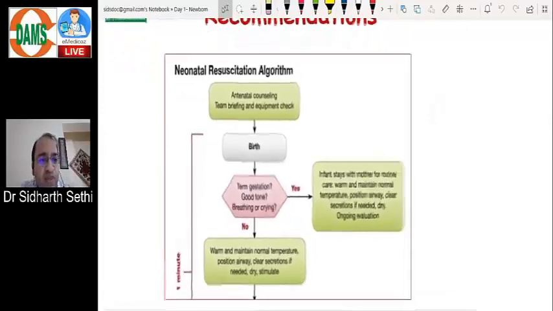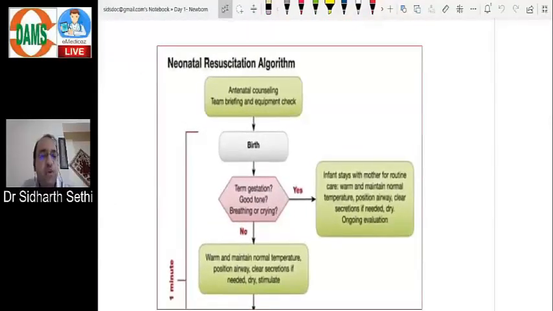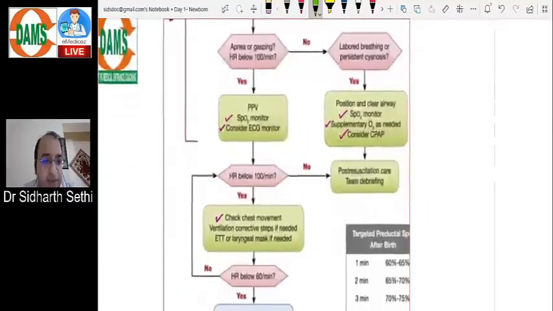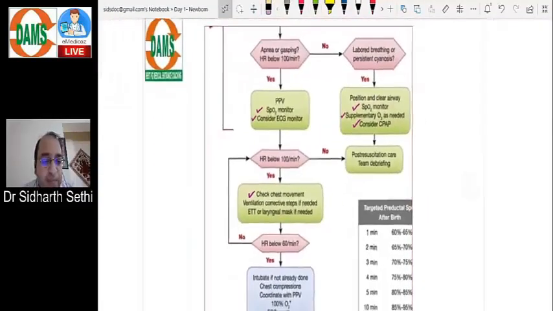Now, the new guidelines talk about whenever a baby is born, all of you need to ask yourself 3 questions. Term, tone, cry. So if the answer is yes, the baby goes to mother. If the answer is no, then you do TABC. So remember, temperature always comes first. Then you look at the airway, breathing and circulation. Okay. So remember, number 1.